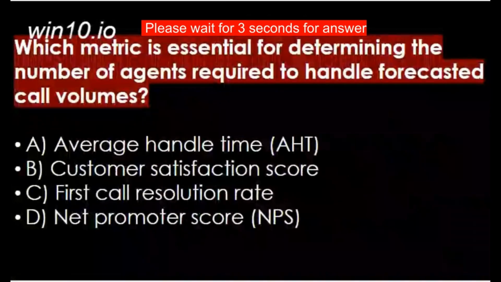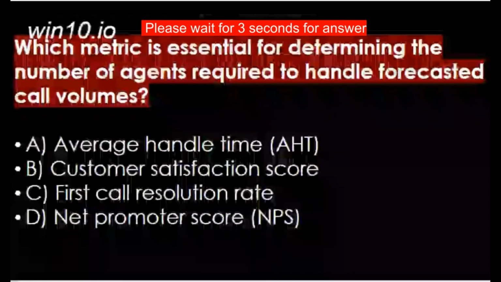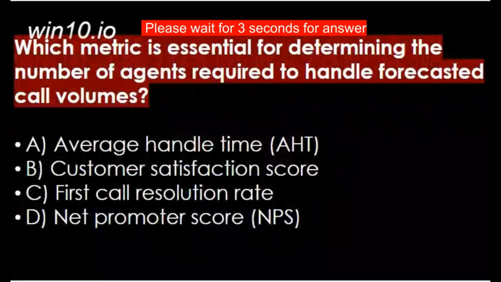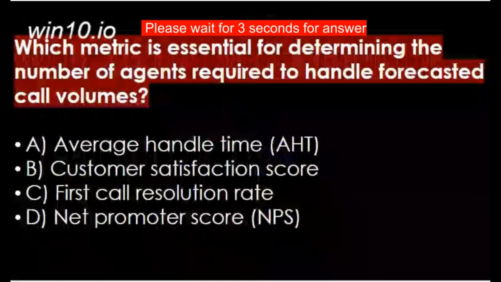Next question we have: which metric is essential for determining the number of agents required to handle forecasted call volumes? Option A, average handle time. Option B, customer satisfaction score. Option C, first call resolution rate. Option D, net promoter score.